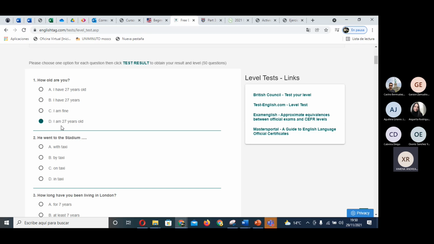Very good. Number 2, question number 2. He went to the stadium with taxi, by taxi, on taxi, in taxi. Number 2.